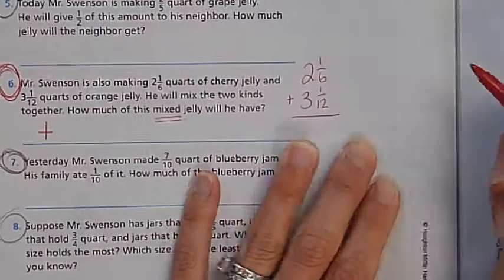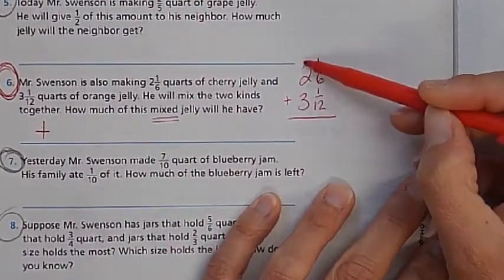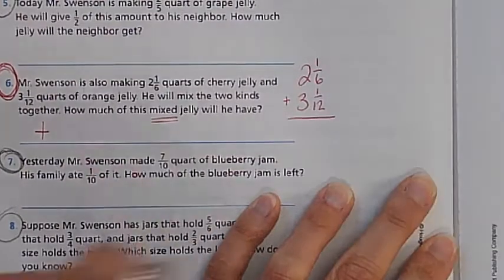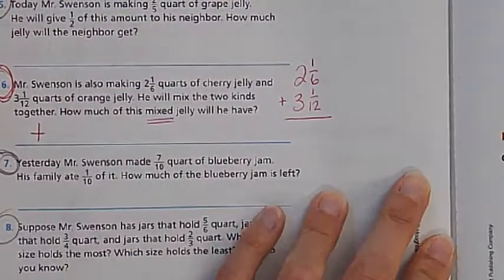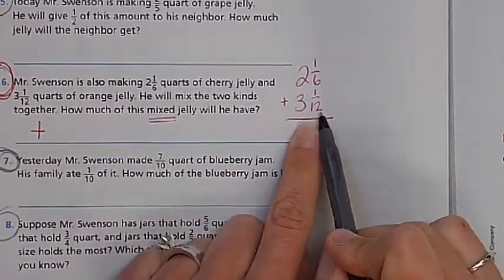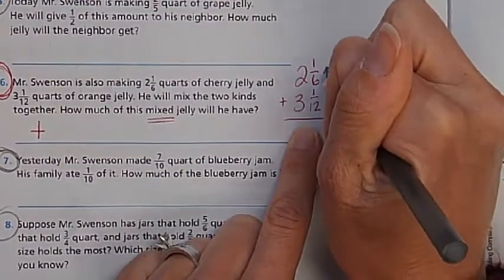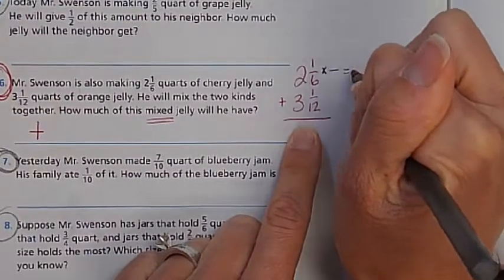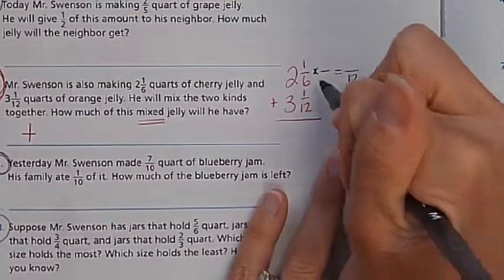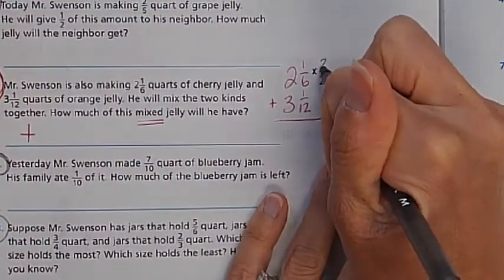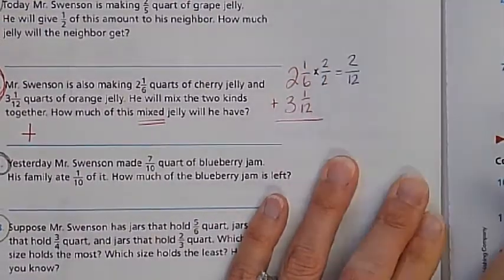I'm going to set this up as a vertical problem because sometimes for me with the mixed numbers, it's easier to see fraction plus fraction, whole number plus whole number. Unfortunately, that 1/6 and 1/12 do not have common denominators, so I need to change those. I know that 6 times 2 is 12, so I'm going to leave this denominator alone, but I need to change the 6. So I'm going to think of what can I multiply 6 by to get it to a fraction with a denominator of 12. Well, I know 6 times 2, so I do the same thing to the numerator. 2 times 1 is 2. 6 times 2 is 12.